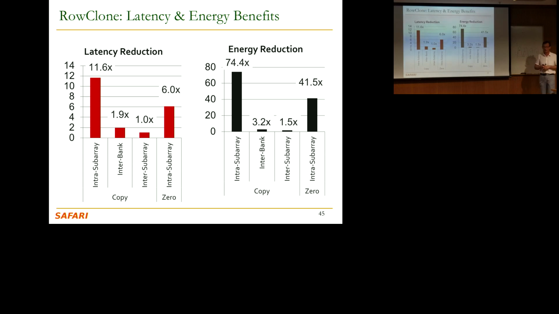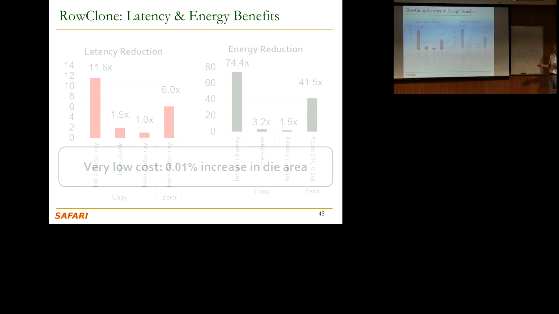So basically, your savings are heterogeneous depending on where the source and destination pages are. Intra-subarray has the largest latency reduction, 11x or so, and the largest memory energy reduction. This should be memory energy, it's not the entire system energy, about 74x. Interbank is still not bad, but as you can see, there's a huge difference between these two because you're moving data slightly more. And energy is still good. Inter-subarray, with these techniques, doesn't buy you a latency reduction, but it buys you some energy reduction. And this is the zero initialization results.